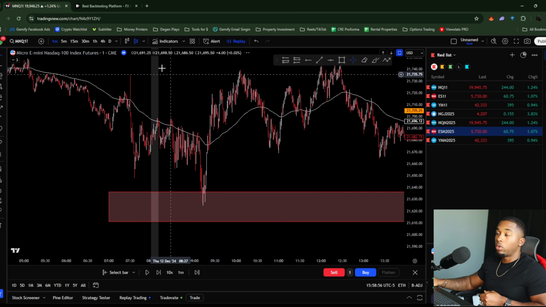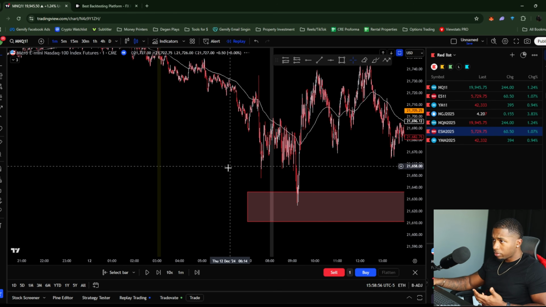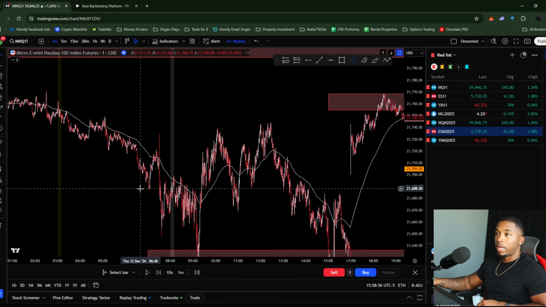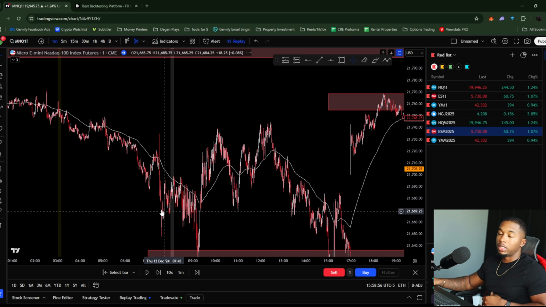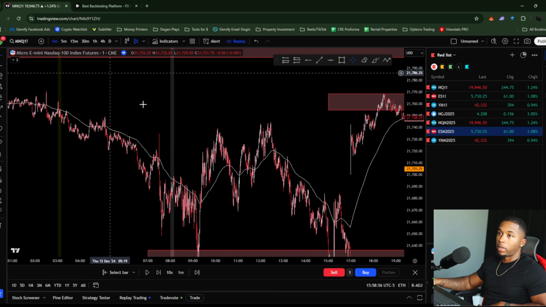Now, keep in mind, the replay feature works the same exact way it does on TradingView on FX Replay if you do decide to actually use this platform. I'm not going to go through it because, like I said, it works the exact same. But you can use TradingView just to start off. And then if you want more data or want it to track your trades a little bit better, you can use the FX Replay here.